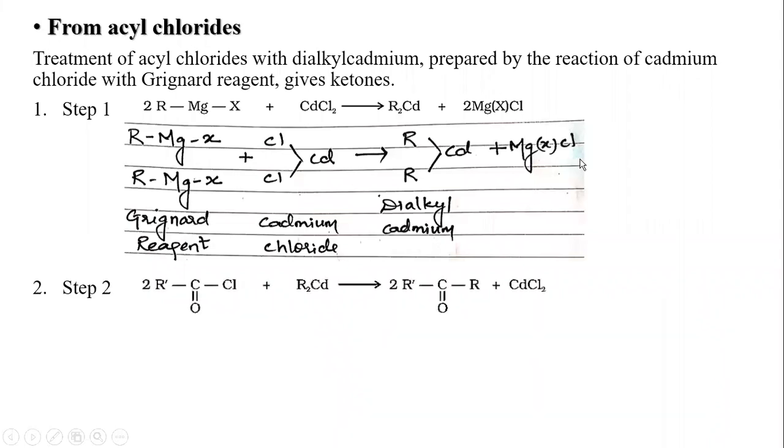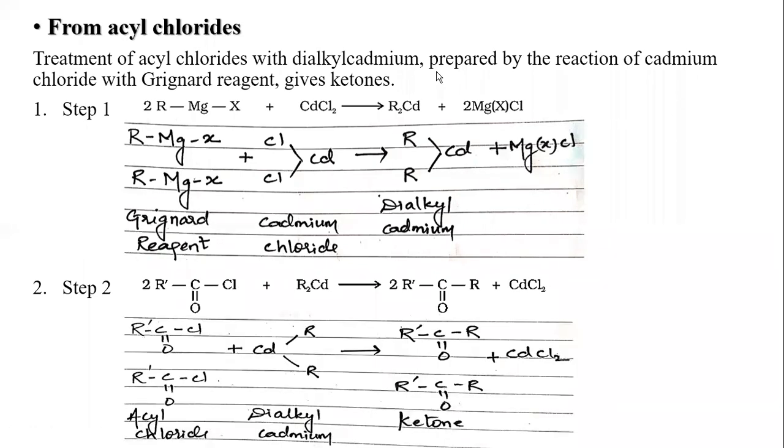In the second step, the acyl chloride reacts with dialkylcadmium to give ketone and cadmium chloride. The reaction can be understood as 2 moles of acyl chloride, RCOCl, can be written separately in this manner, and the dialkylcadmium can be represented like this.